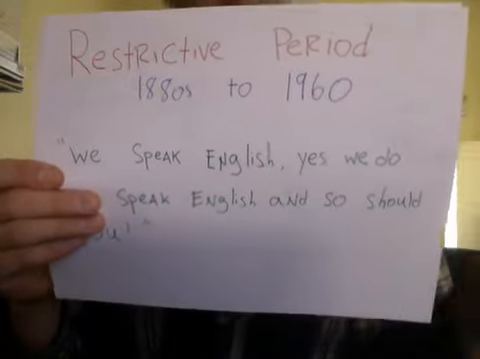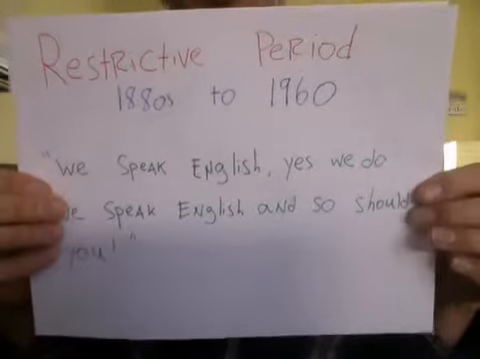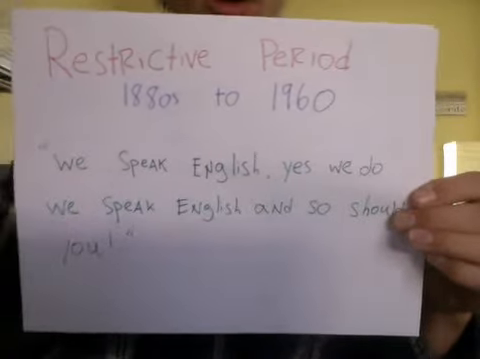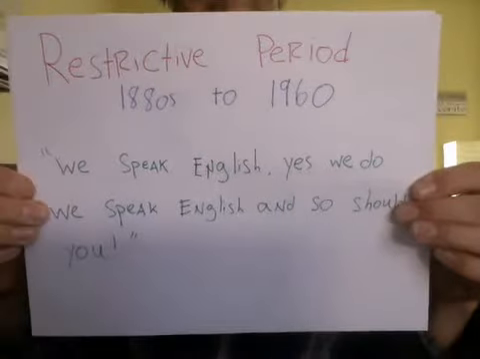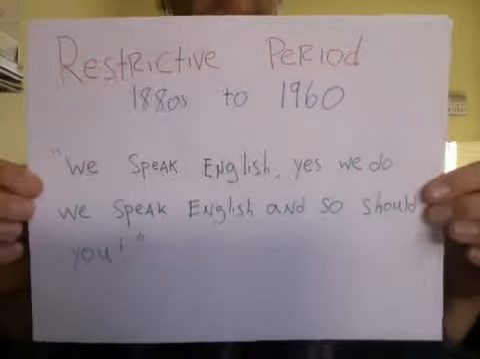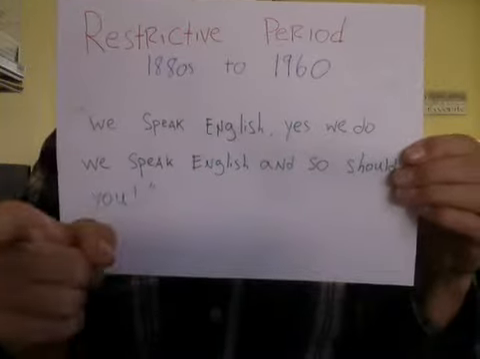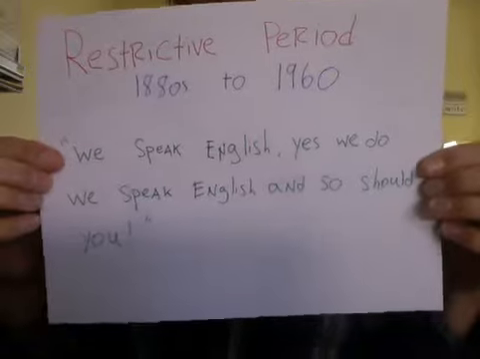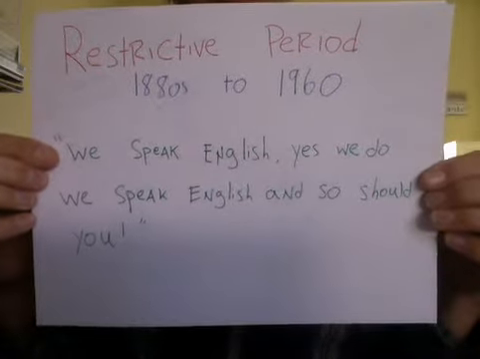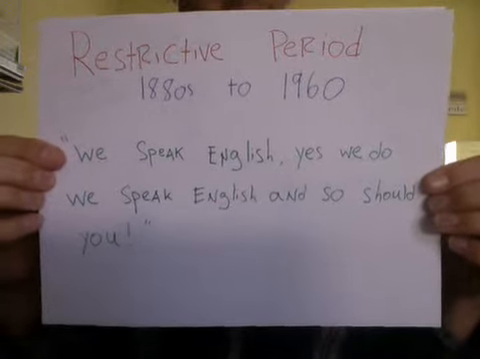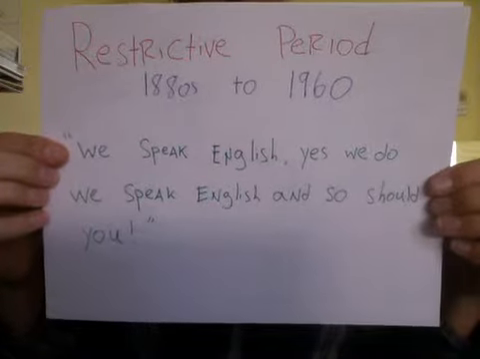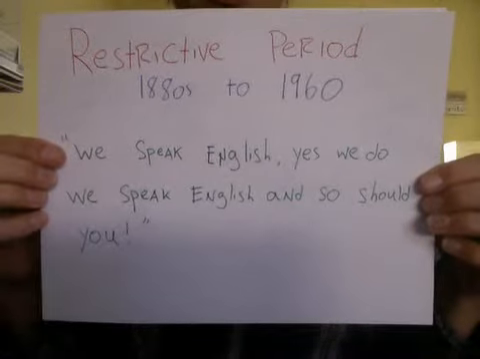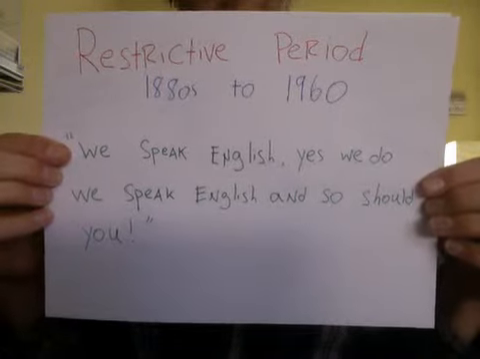This changed in the restricted period, which occurred over the 1880s to early 1960s, where the motto could be said to be, "We speak English. Yes, we do. We speak English, and so should you." And the Naturalization Act was passed, which basically meant you had to speak English to immigrate to the U.S. Indian policy was affected, and German instruction was outlawed from schools during World War I. Even though this was shot down by the Supreme Court, in practice, bilingual education did not exist.